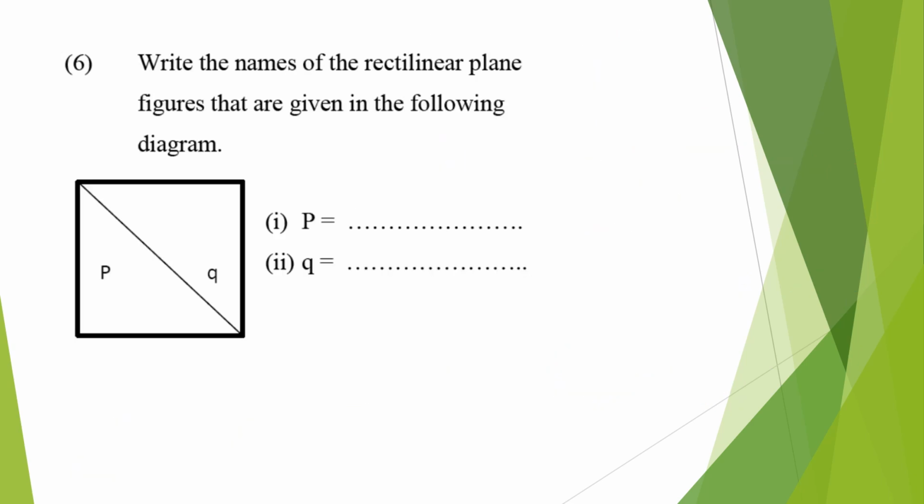Okay, what about this one? This is the sixth question. Write the names of the rectilinear plane figures that are given in the following diagram. So you can say P is a triangle, and Q is also a triangle. So the rectilinear plane figure with only 3 sides is called a triangle. If there are only 3 sides, it is a triangle, right?